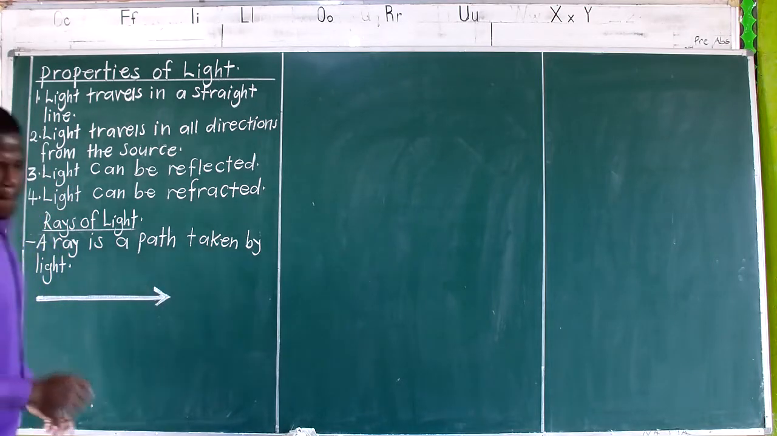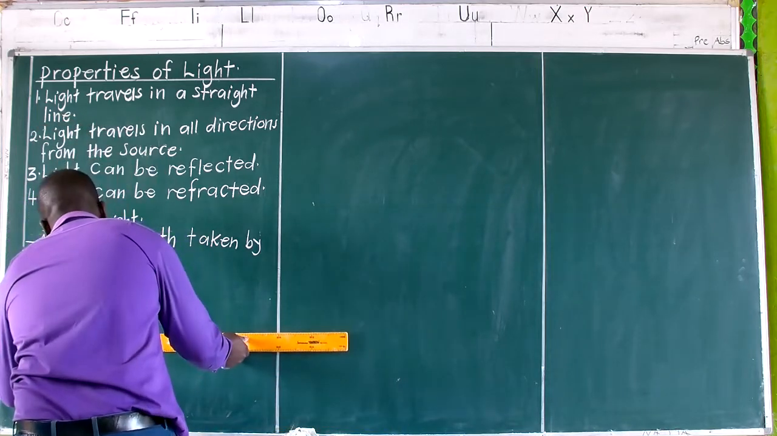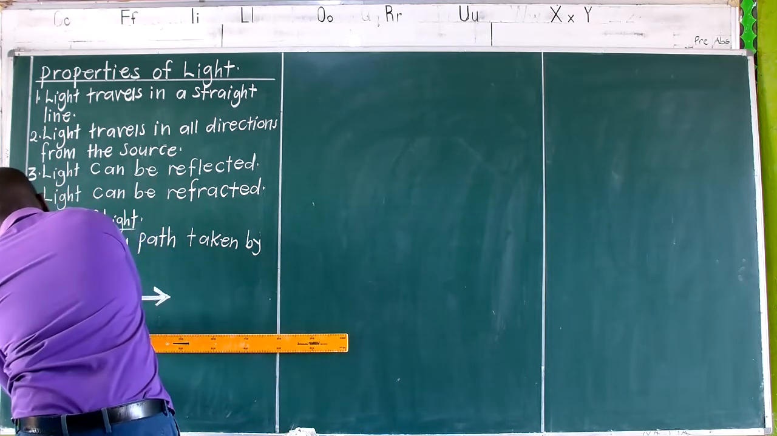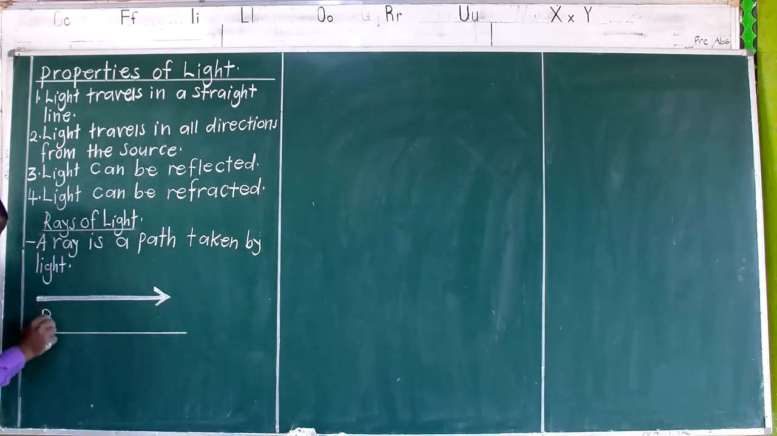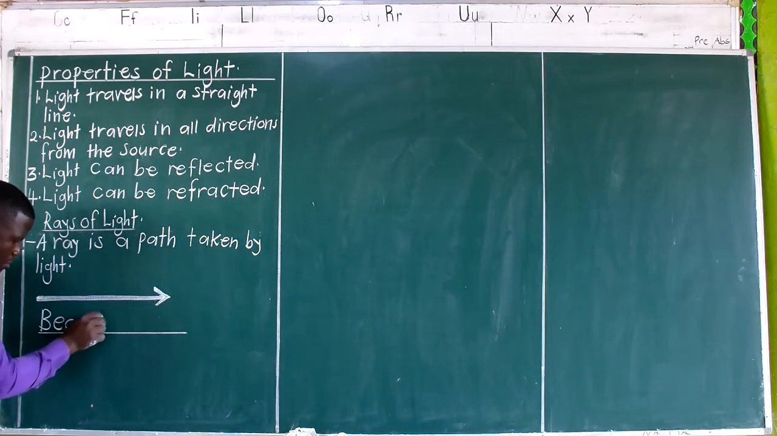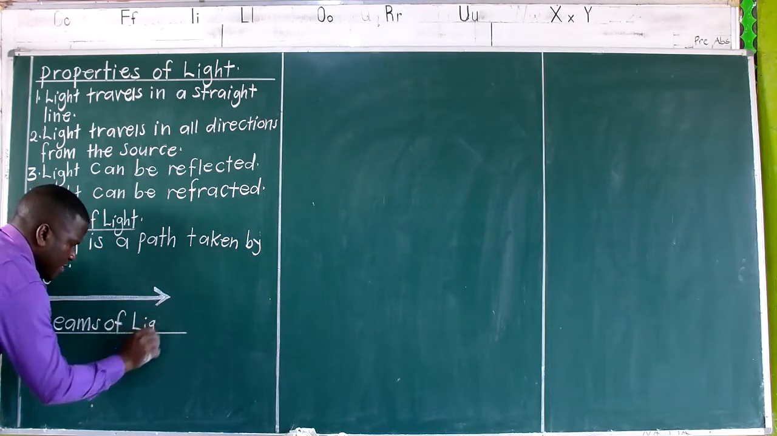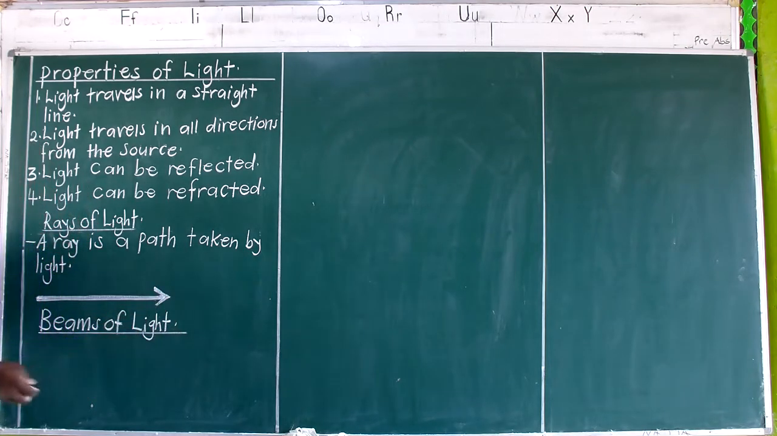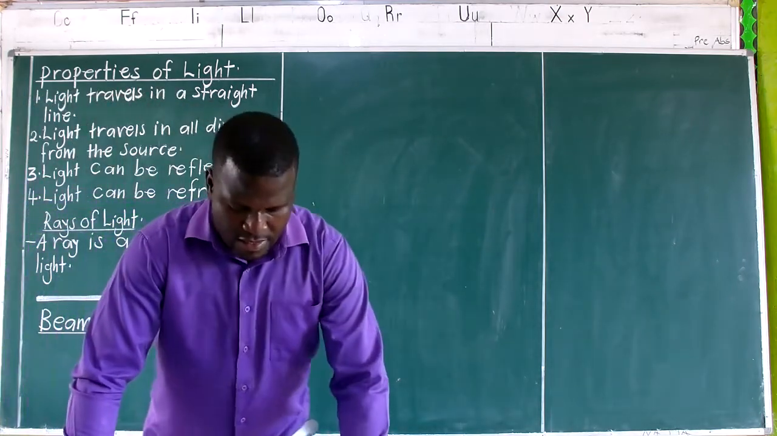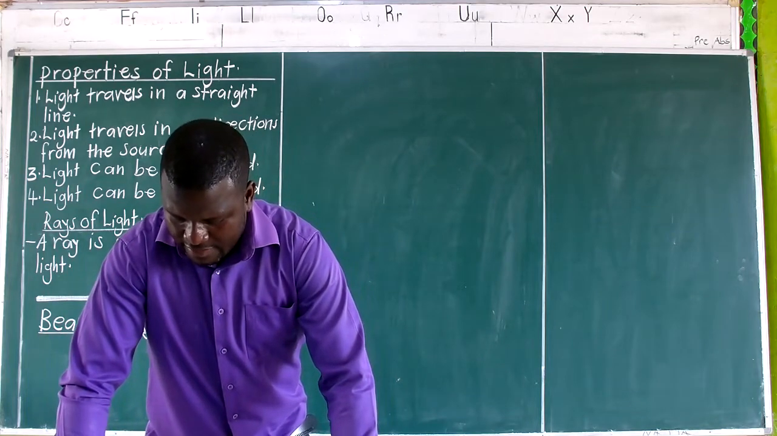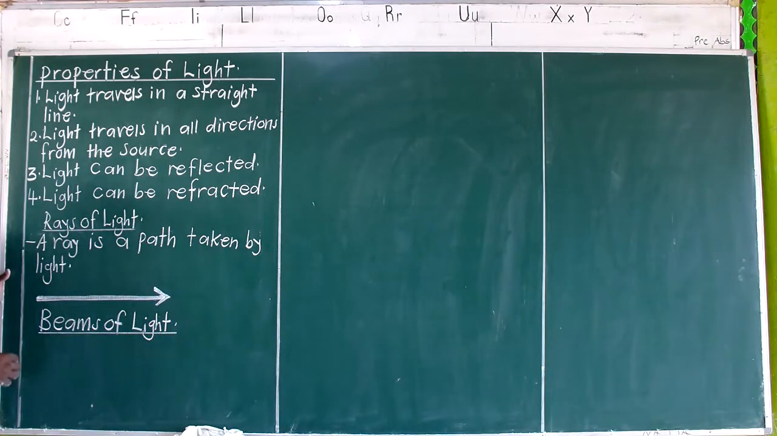Next we look at beams of light. Now, a beam is a group of light rays traveling in the same direction.